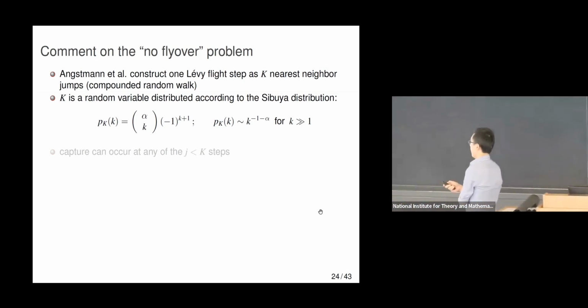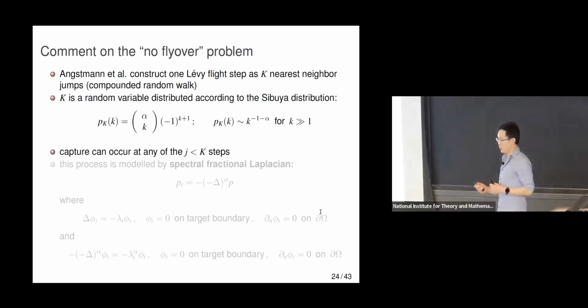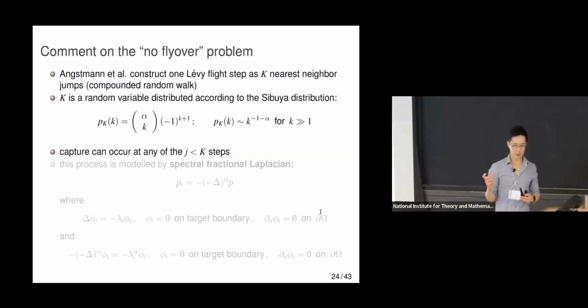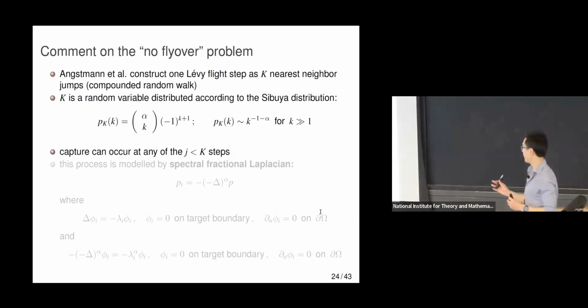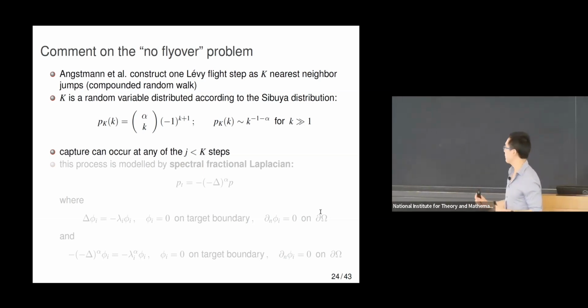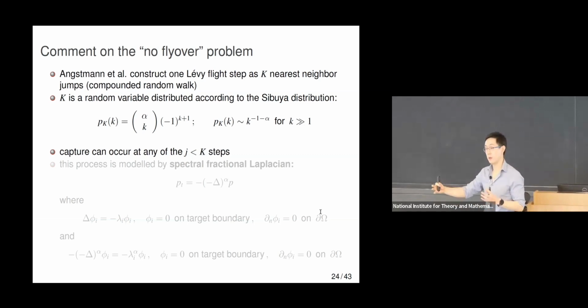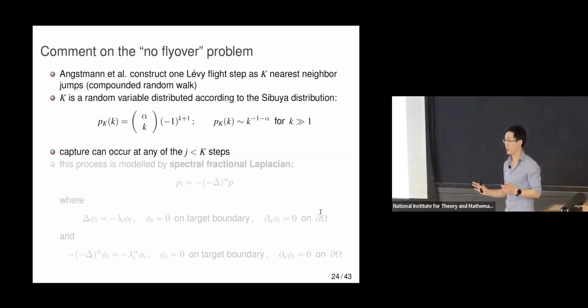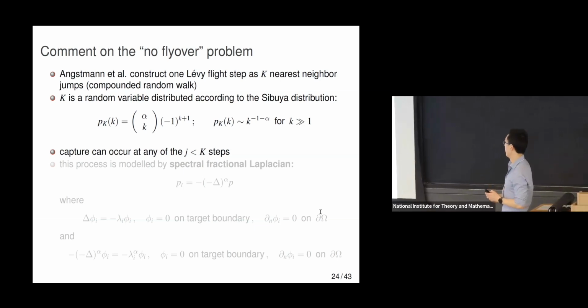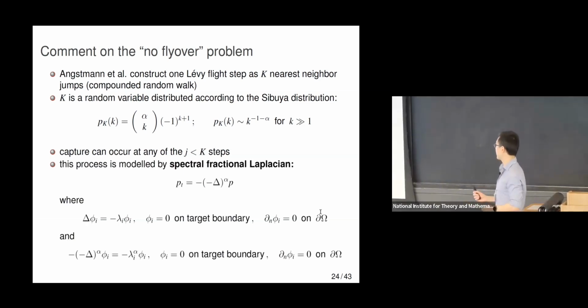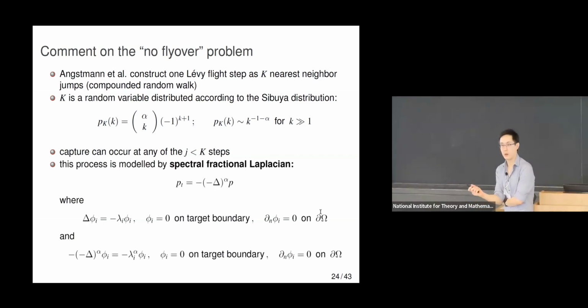And so what do they do? You draw K from this distribution, whatever it is. You execute those K steps, but if one of those steps before the Kth step hits the boundary of the target, then no other steps afterward count. And they claim, so I don't claim to understand all of this, but they claim that this process is modeled by the spectral fractional Laplacian.